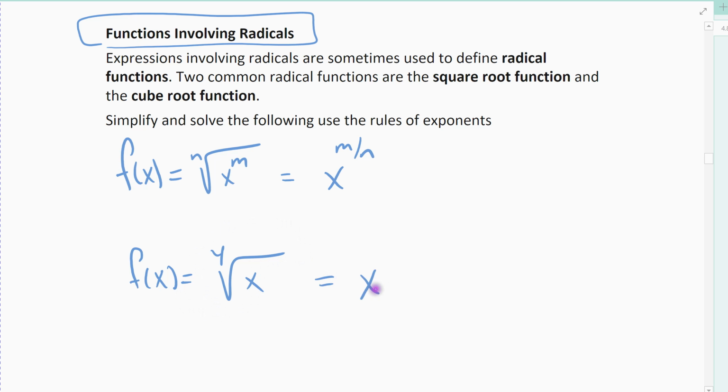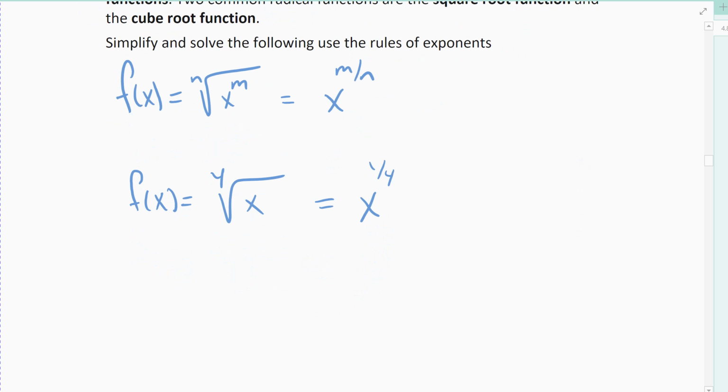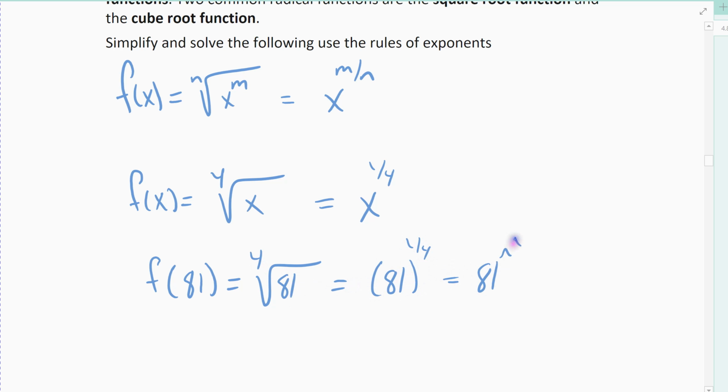A lot of times it's easier, and when you get to calculus, you'll want to do derivatives, and it's actually easier to do a derivative using the power. So we'll switch to the power of the root, so it's exactly the same as x to the 1/4. And so if I wanted to graph it, that's probably how I'd plug it in, or if I wanted to solve f of 81, well, that would be the fourth root of 81, which is actually easier to plug into the calculator: 81 raised to the 1/4.